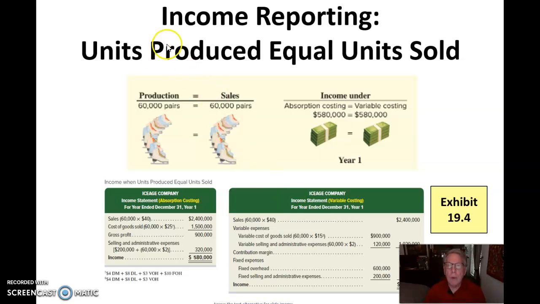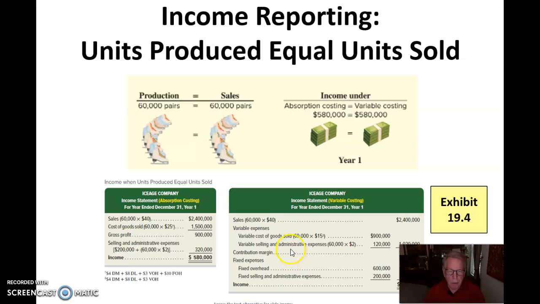Here, the units that we produce are going to be equal to the units that we sold. Very important to know that. So here's our production of skates, and here's our sales of skates, pairs of skates. Now, income under absorption costing and variable costing are going to be the same in year one. Let's see why. Under absorption costing, I'm going to sell 2.4 million. That's 60,000 units times $40. And as you can see, they're the same under both absorption costing and variable costing.